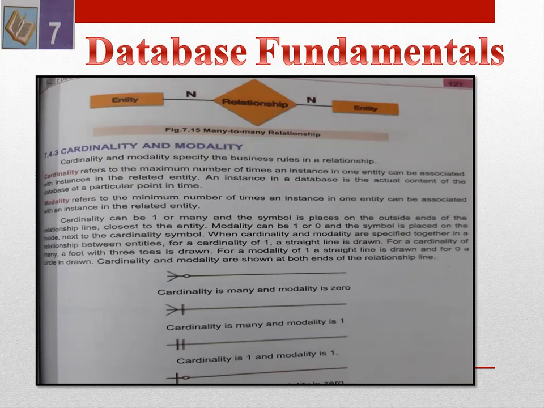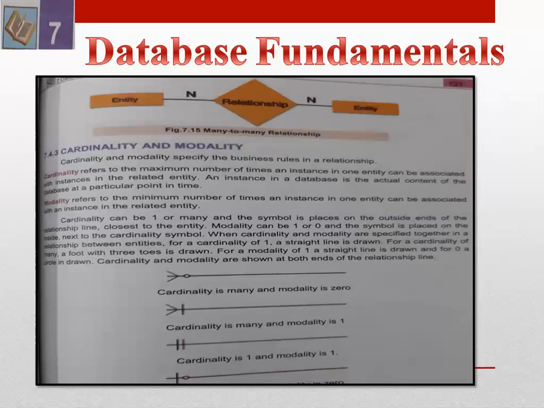Cardinality can be one or many, and the symbol is placed on the outside ends of the relationship line closest to the entity. Modality can be 1 or 0, and the symbol is placed on the inside of the relationship, next to the cardinality symbol, when cardinality and modality are specified together in a relationship between entities.